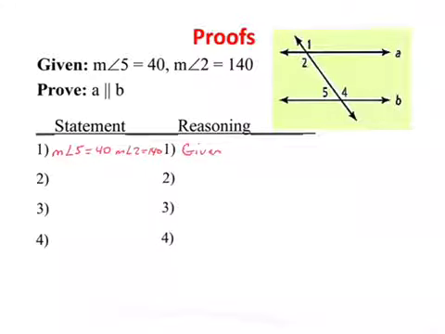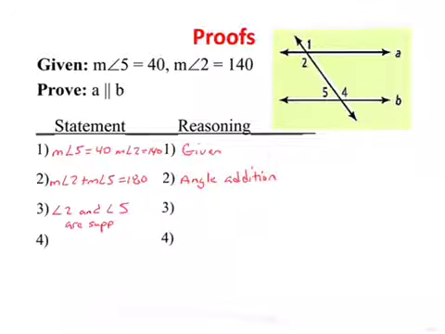So 5 and 2. When you add them together, you get 180. So we know the measure of angle 2 plus the measure of angle 5 equals 180. That's just angle addition. From there, because we know they add up to 180, we know that angle 2 and angle 5 are supplementary. And that's by the definition of supplementary. We have two angles that add up to be 180.